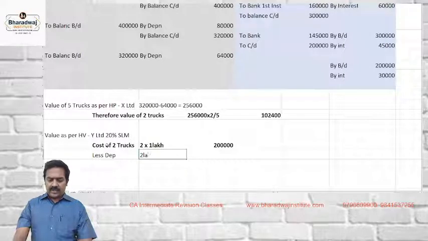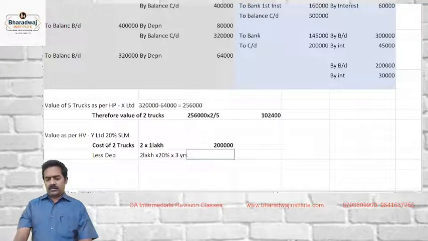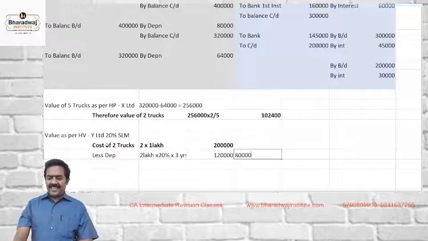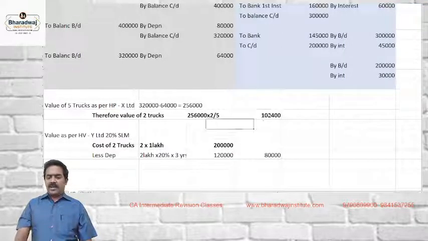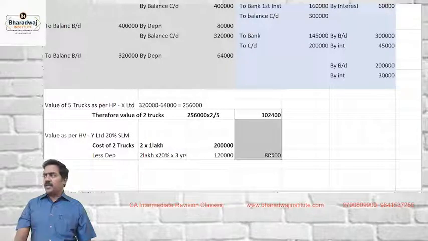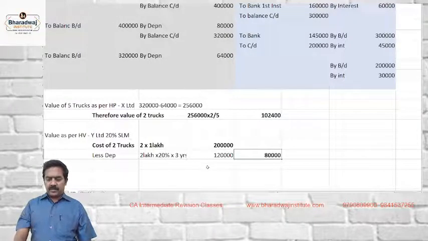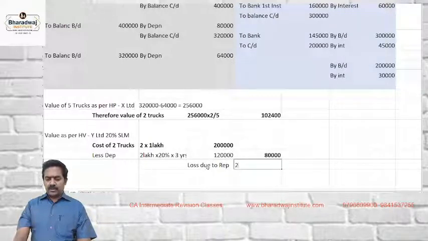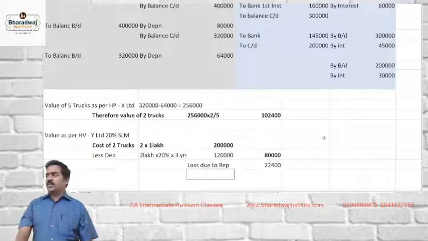So 2 lakhs into how much percentage? 20% for how many years? 3 years. How much? 80,000. So listen, my value is 1,02,400. Your value is how much? 80,000. Is there a loss or gain? Loss due to repossession. 22,400. This will be transferred to which account?